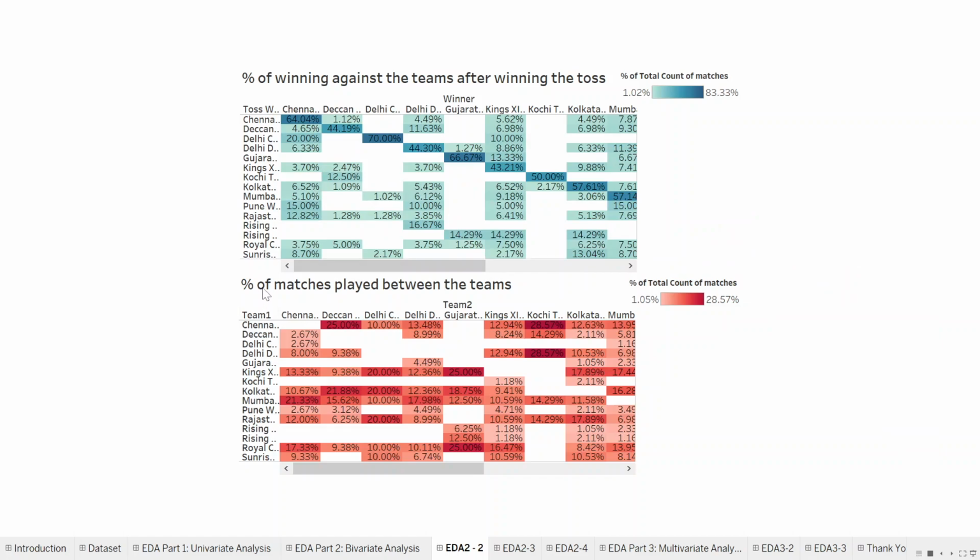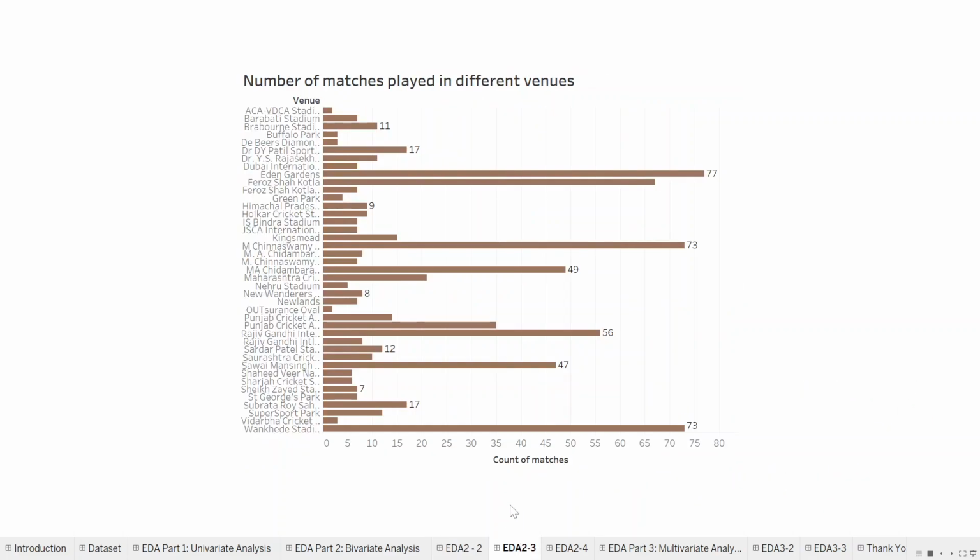The second analysis is the percentage of the matches played between the teams, like in percentages, how many matches have been played between two teams. So again, a heat map is used here. Now coming to the next analysis. Here I have analyzed, in terms of a horizontal bar graph, the number of matches played in different venues. There were so many venues which were utilized in the Indian Premier League, and these are the count of the matches.